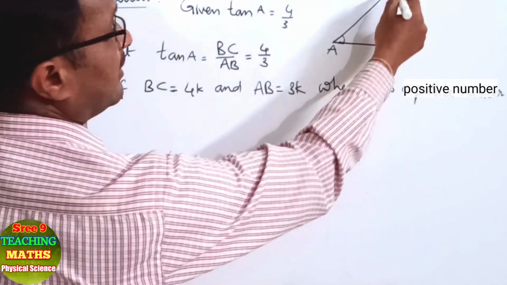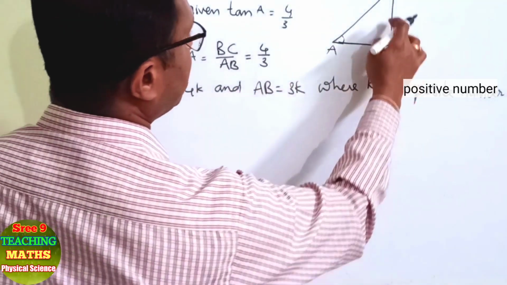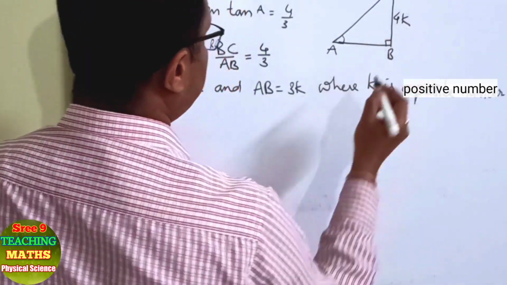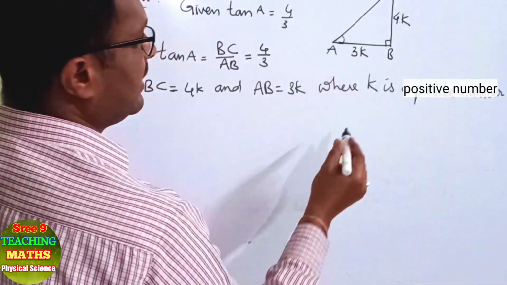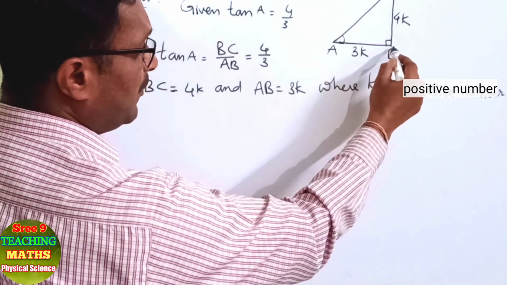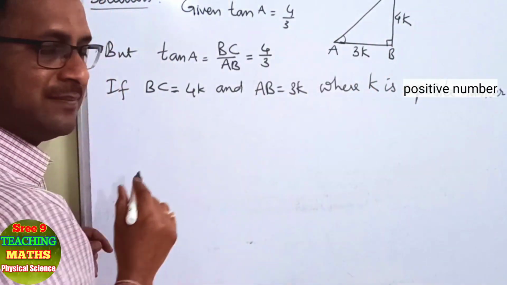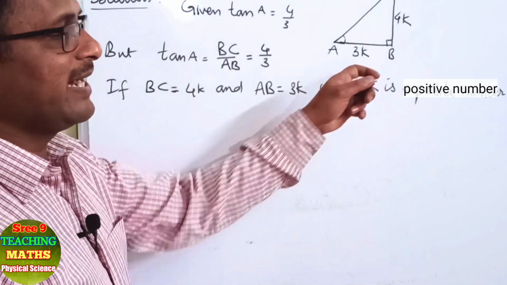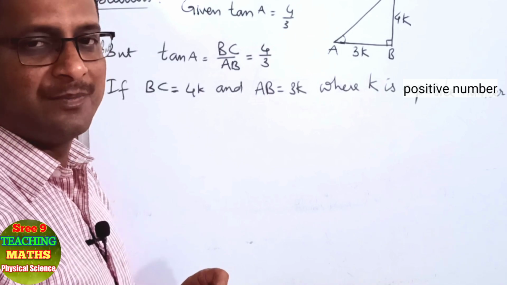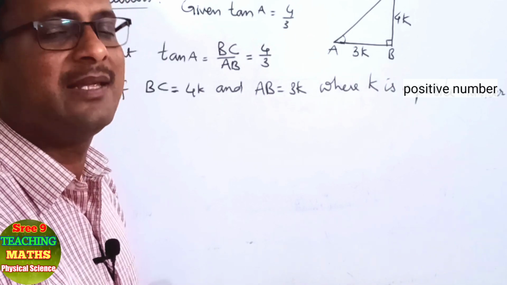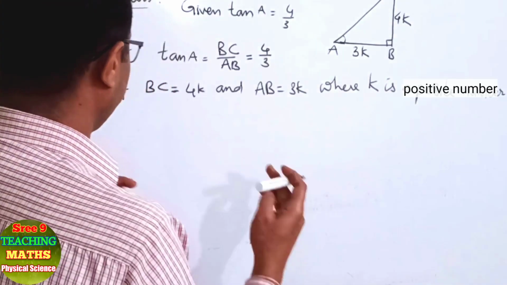We have to write this in the figure. So BC is equal to 4K, this is BC 4K, right, and AB is equal to 3K, right? We know the side BC value and AB value, but we don't know AC, right? So this is a right angle triangle. In a right angle triangle, if one side is not known, how do you find it? Yes, by using the Pythagoras theorem.